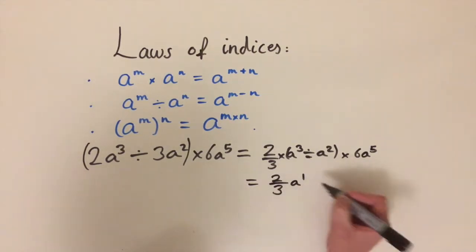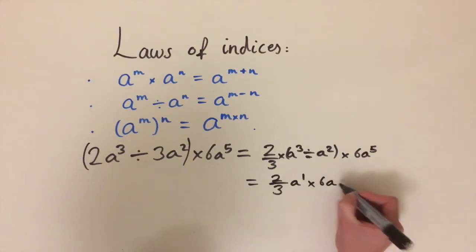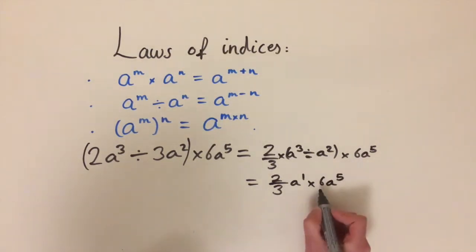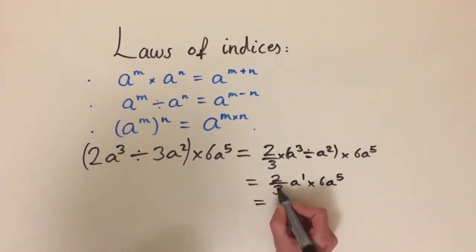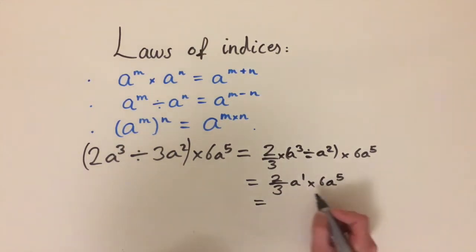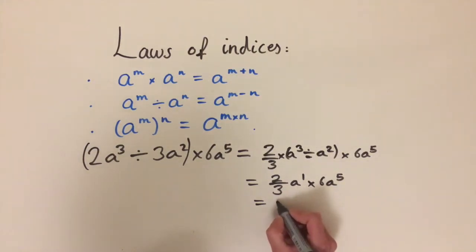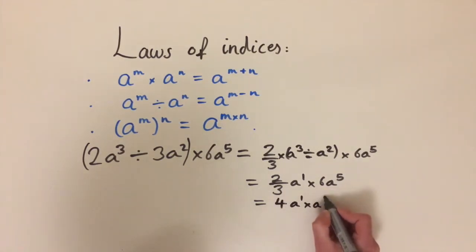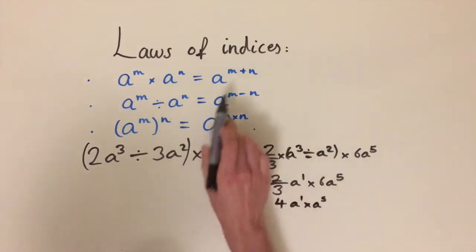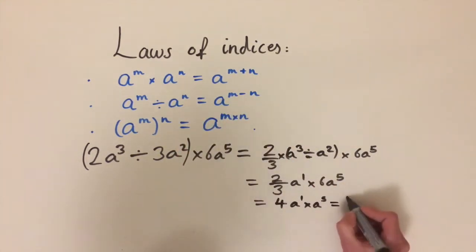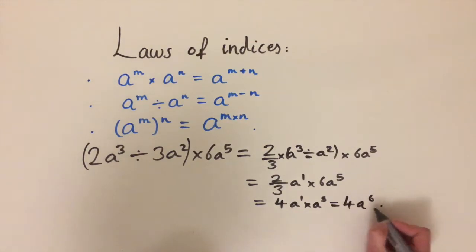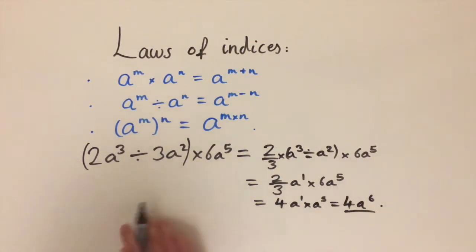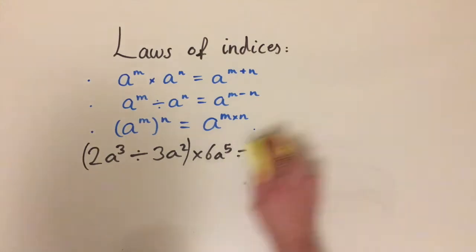So you have a to the power of 1, you can write the 1 if you want, times 6a to the power of 5. And as before, we can bring the numbers to the front and multiply them all together. 2 over 3 times 6, well 6 is just 2 times 3, so the 3's cancel out, and we're left with 2 times 2, which is 4. And then we have a to the power of 1 times a to the power of 5. And again, using the law of addition, this gives us 4 times a to the power of 6. So once again, this is the simplified expression of the original expression.